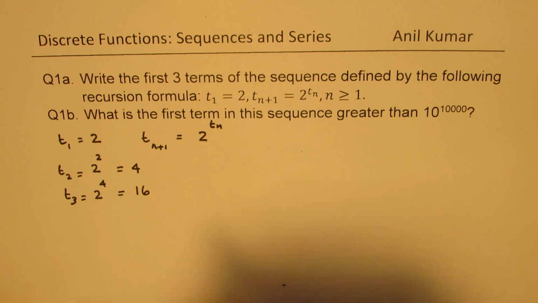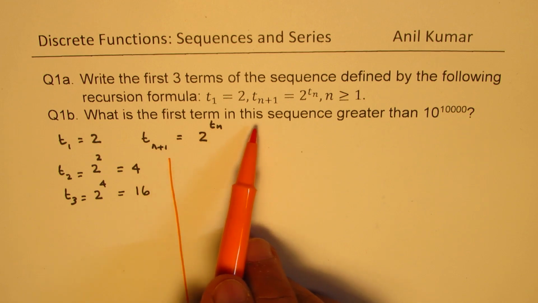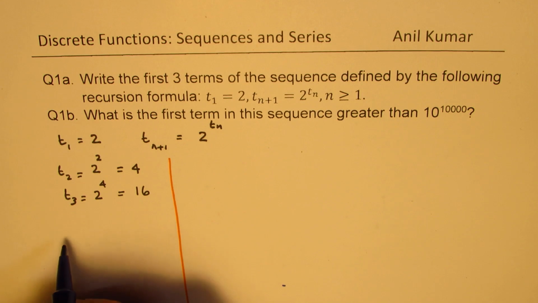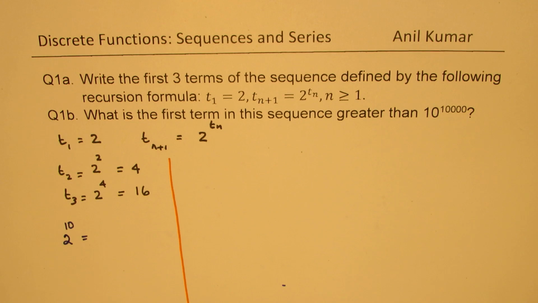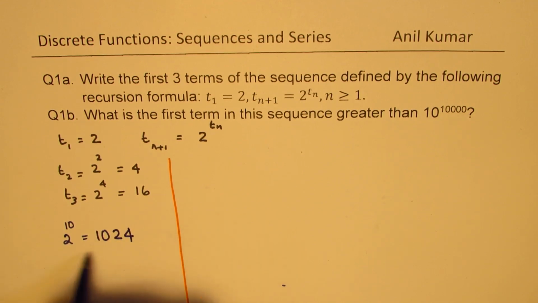Now, the second part of this question is, what is the first term in this sequence greater than 10 to the power of 10,000? Now, that is kind of tricky. To find this answer, we should know what is 2 to the power of 10? You know kilobytes, right? So the binary system is based on 2, and 2 to the power of 10 is 1024, right? So that is the key to answer this particular question. Now you can actually pause the video, answer the question, and then look into my suggestions.